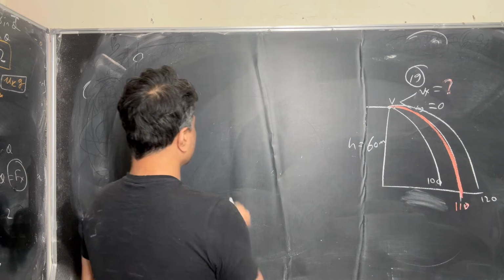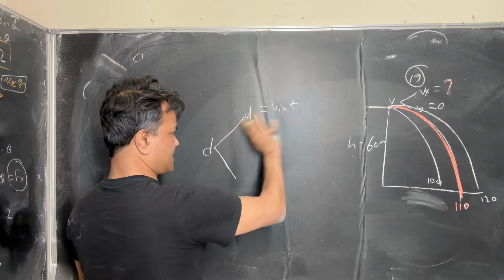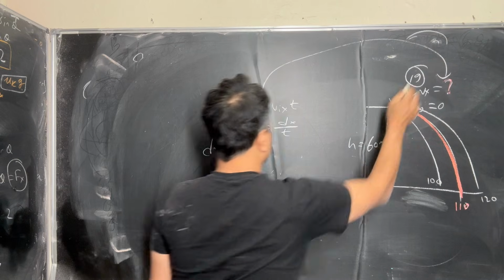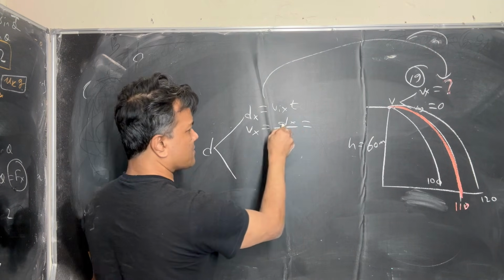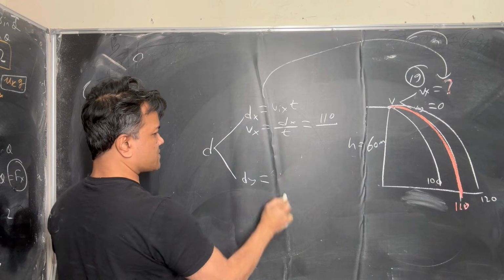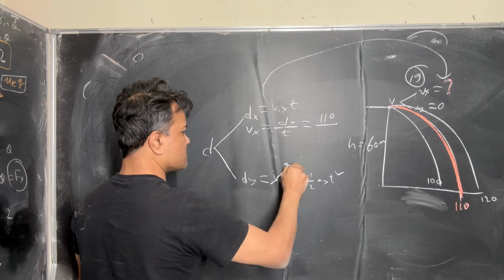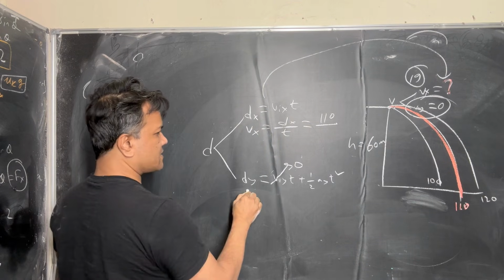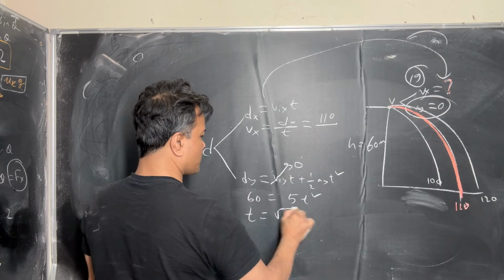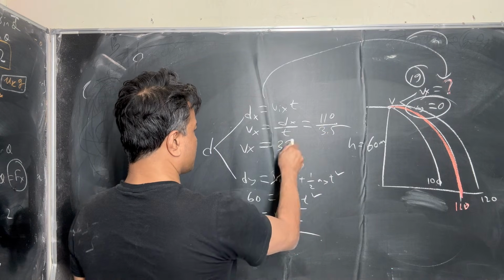Okay, very easy. So dx is equal to Vx t. That's it. So Vx has to be dx over t. It seems like I only need the t. I don't need dx, I know dx. So dy is equal to Viy t plus half a y t squared, and this is 0 because it's given. dy is 60. This is 5t squared. So t is equal to square root of 12. So t is equal to 3.5. So Vx is 3.32 meters per second.